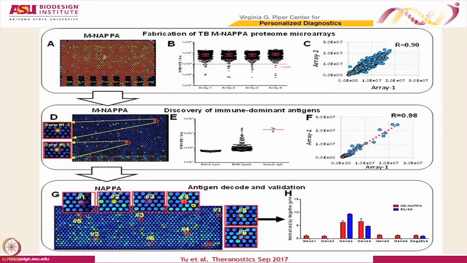And then after you've got these hits, you take the individual spots that lit up and you break them down into individual proteins the next day to verify that those signals are real and to deconvolute which spots were positive.